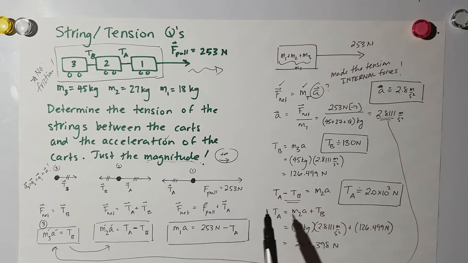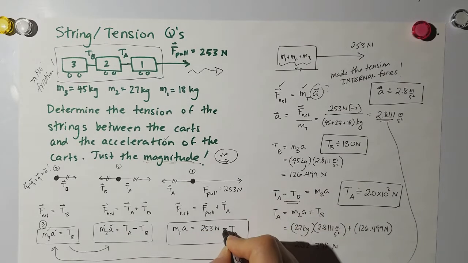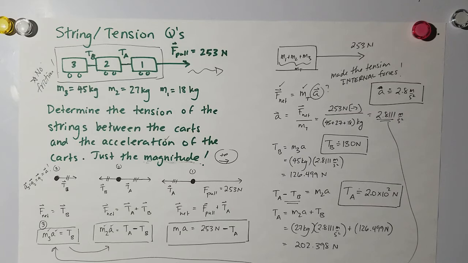So if you want, for fun, which you should, it's so much fun, take this equation, put in M1 and A, and add TA to that, subtract 253 from that. You should get the same value for TA whether you use this equation or this equation. And don't forget to pay attention to this negative when you're rearranging. Okay? So try that. You should get the exact same number within rounding.